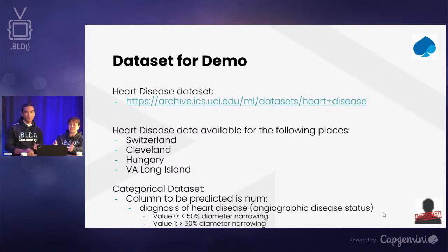And it's a categorical data set. The column that you want to predict, or that's of interest, is num. If you look at that, it says less than 50% diameter narrowing, which means you don't have a heart disease, and greater than 50% means you do. So the value will be 0 or 1: 0 means no heart disease, 1 equals heart disease. So we'll just be trying to categorize either 0 or 1.